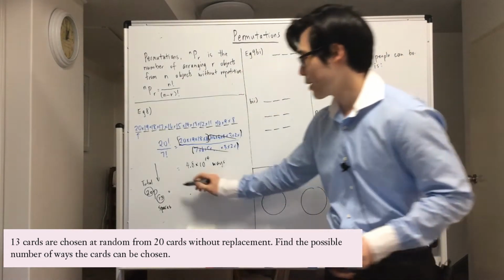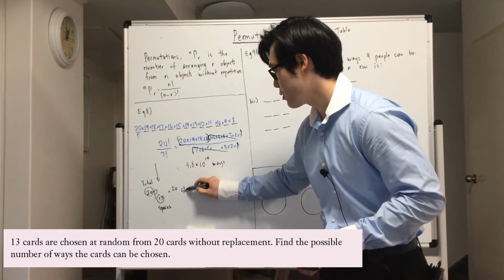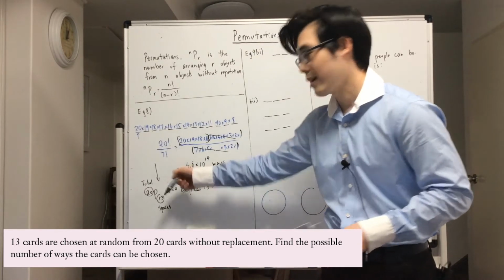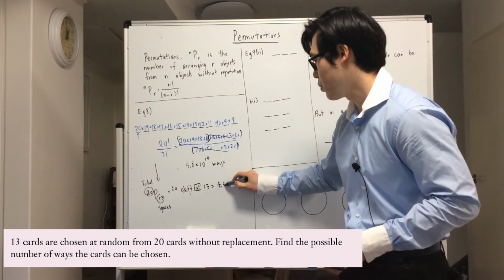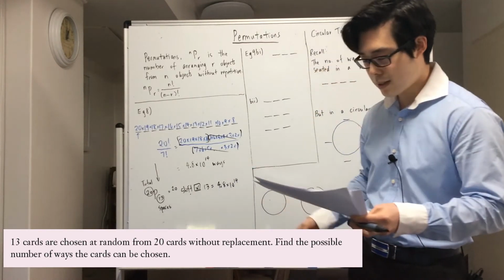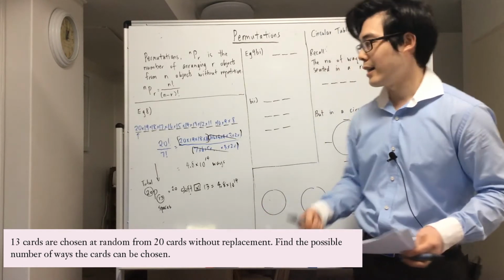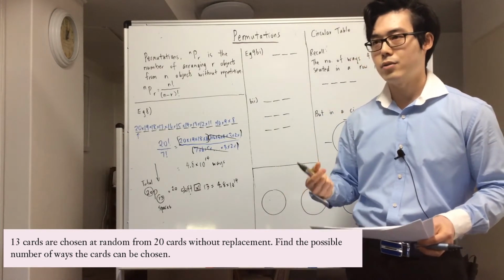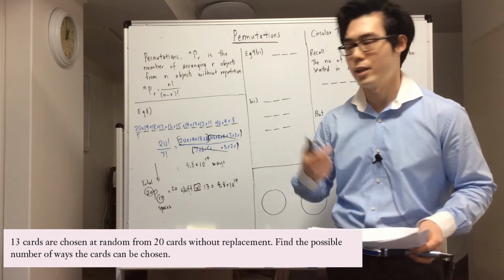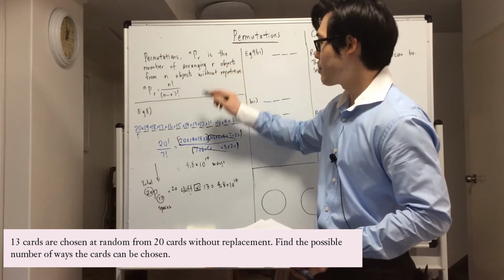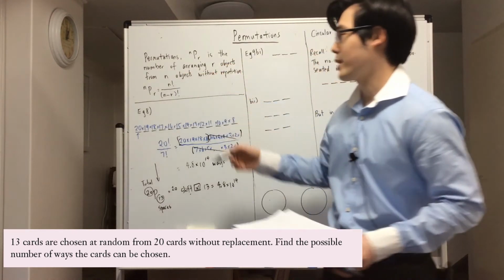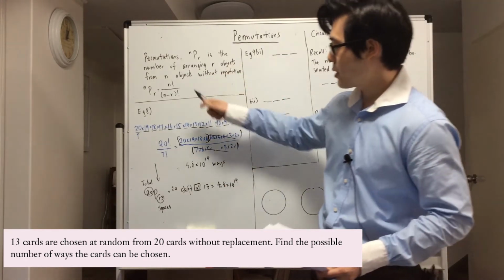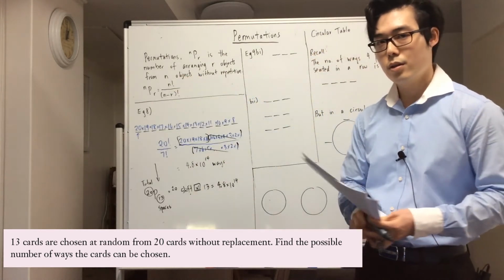So in order to type that in the calculator, you type in 20, shift the multiplication button, 13, and you'll see in the calculator 20P13, and you'll get the same number, 4.8 times 10 to the power 14. So this is what permutation is. It allows you to calculate the number of ways which you can arrange things, given that you have to pick out a certain number from it. So in this case, the number of arranging 13 objects from 20 objects without repetition. And by factorial expression, that's the formula for permutation.